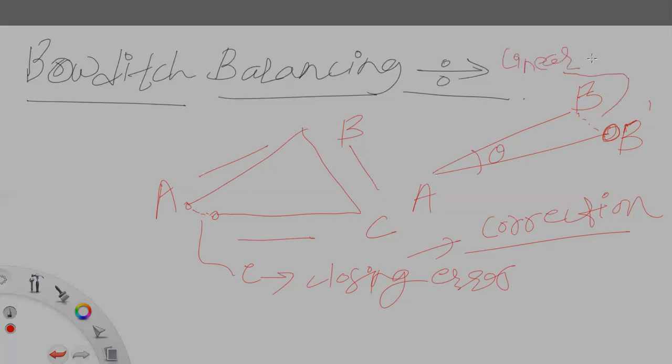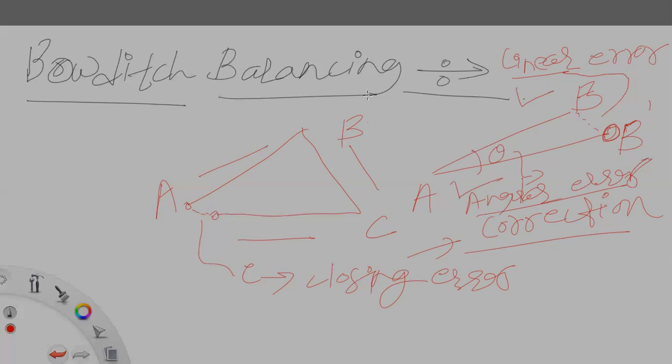So this is your linear correction or linear error. For this error, you need to apply the linear correction. And this theta is nothing but your angular error. So for this error, you need to apply the angular correction. So angular error and linear error, these are the two types of error.